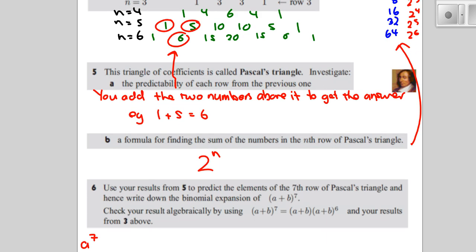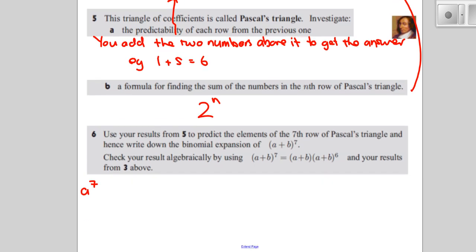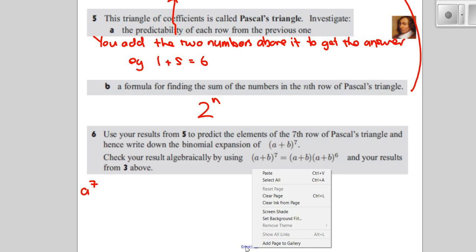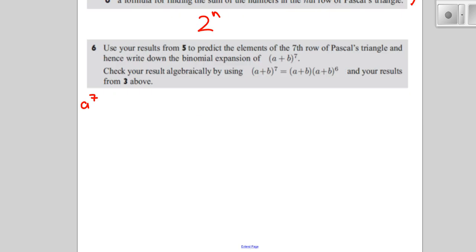Use the results from 5 to predict the elements of the 7th row of Pascal's triangle. Hence, write down the binomial expansion of a plus b to the power of 7. So what are the numbers in the 7th row of Pascal's triangle? I'll write down: 1, 7, 21, 35, 35, 21, 7. Yeah, you notice it is symmetrical as well. We'll pick up on that.